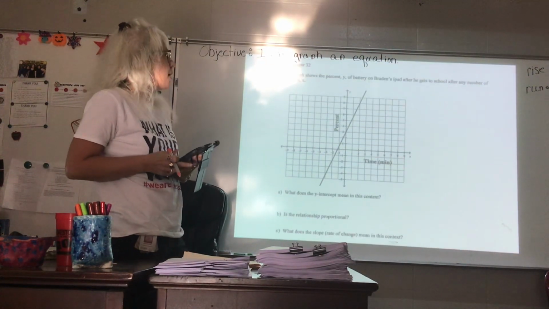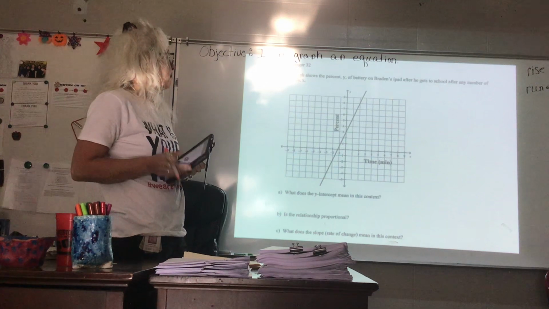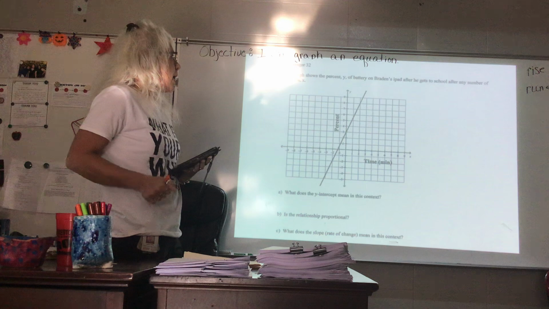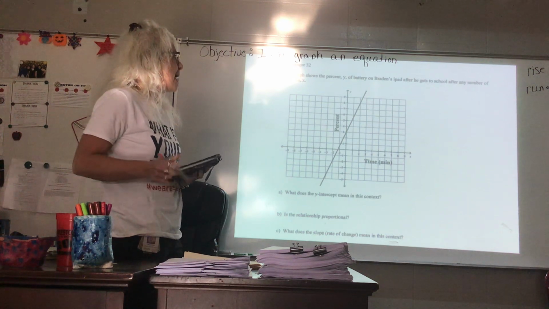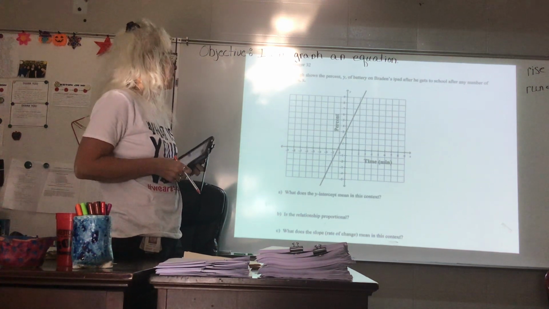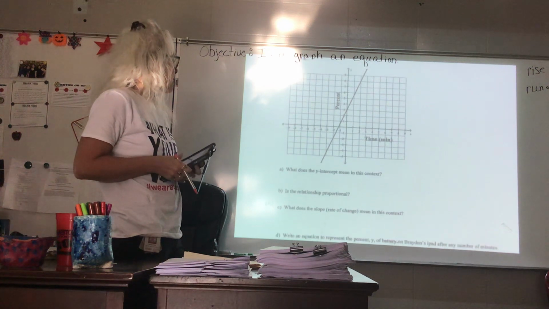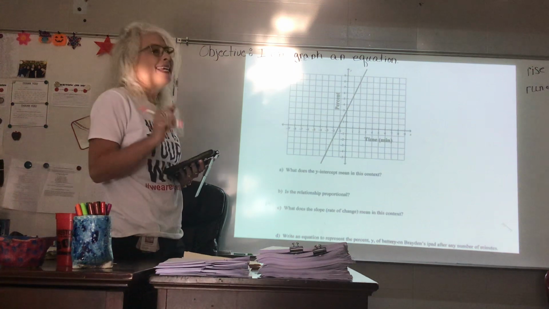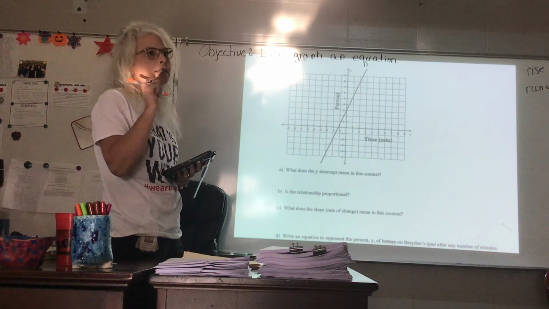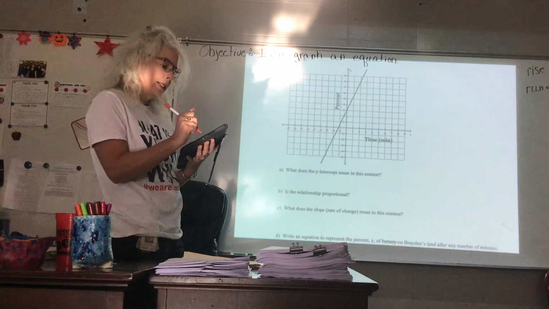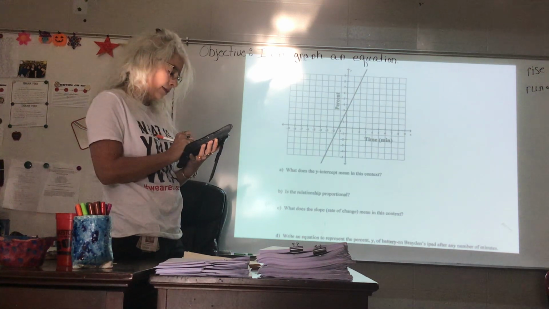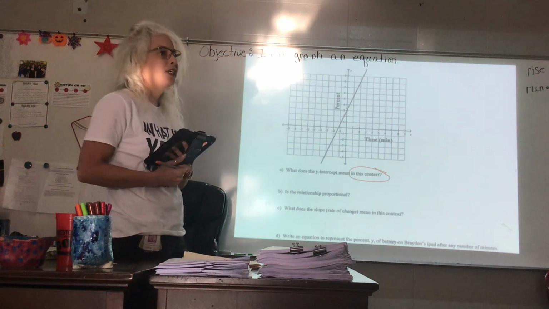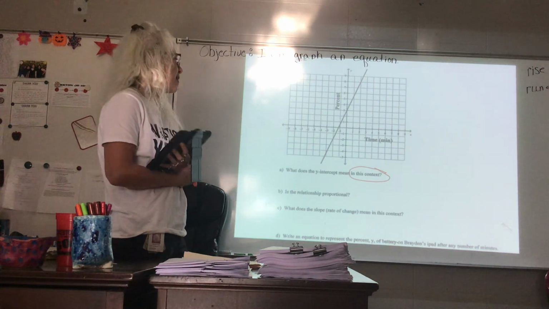42, we're just reviewing some of the stuff with graphs. It says the graph shows the percent Y of battery on Braden's iPad after he gets to school after any number of minutes X. Part A says, what does the y-intercept mean in this context? Circle "in this context." So we are working on that again, to hopefully you guys will do better the next time you see this around.